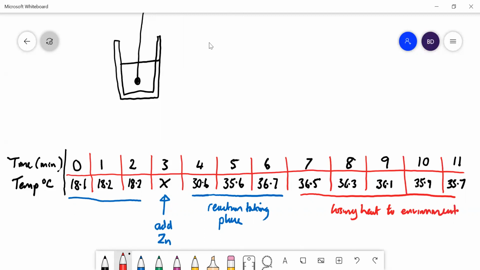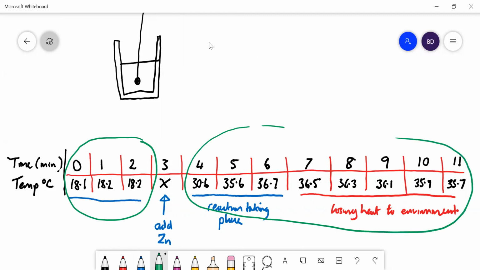So what we do is we use these results to plot a graph, and we plot two lines on the graph. We plot this one before you add the stuff, and we plot this line after you've added the stuff, and then you extrapolate those two lines separately. And this is required practical 2 in the AQA required practicals, and they've asked about this on the practical paper 3 a few times, and it's something you should know how to do.